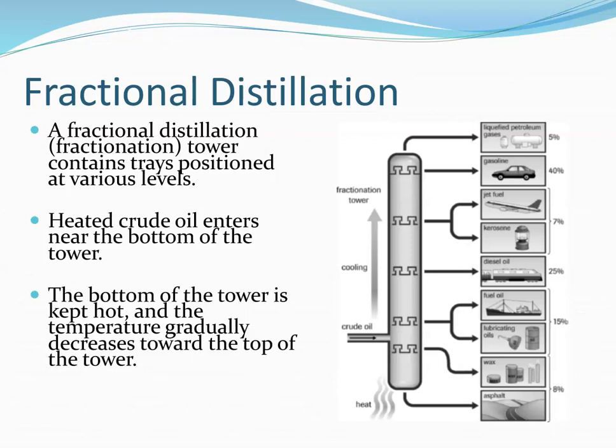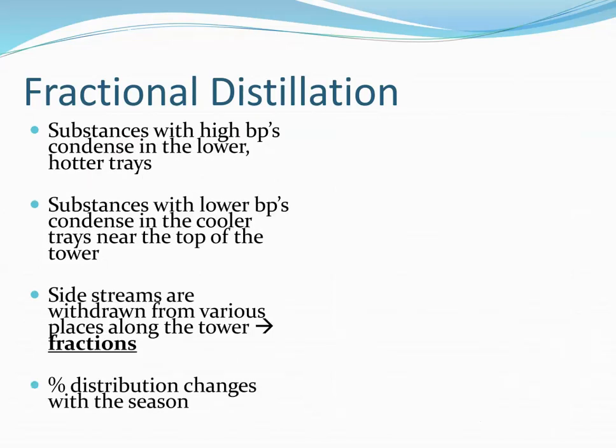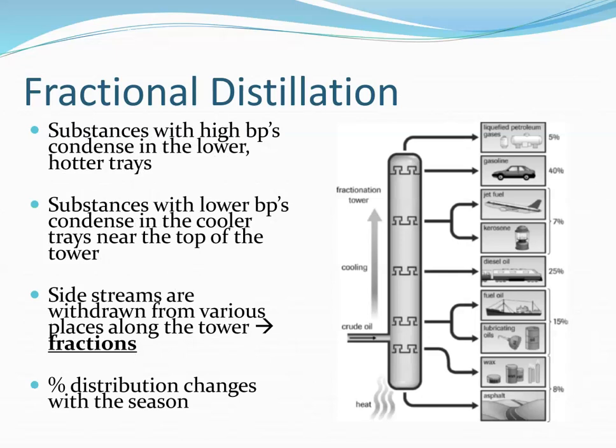There is a continuum of different temperatures in the tower. Toward the bottom of the tower, the temperature is hotter, and towards the top, the temperature is cooler. Different components of fossil fuels are going to condense at different temperatures depending on their carbon chain length.